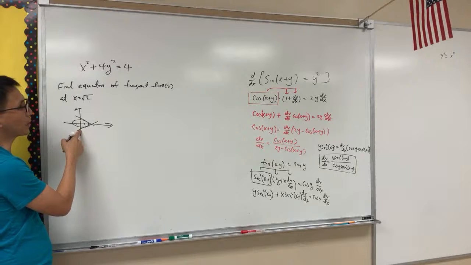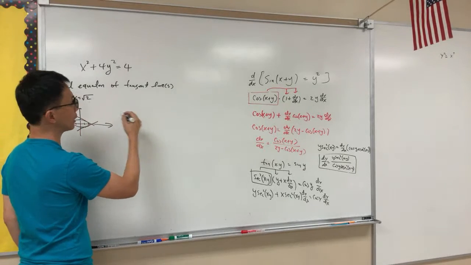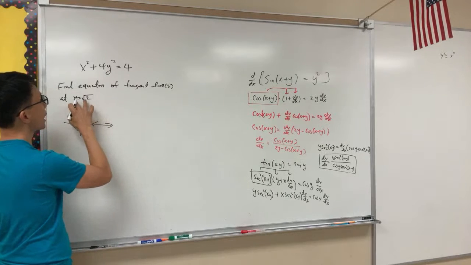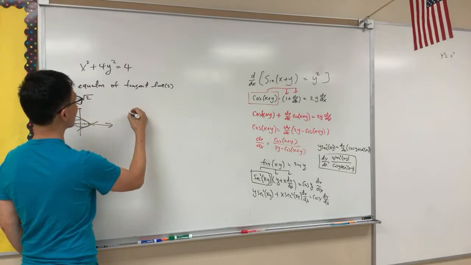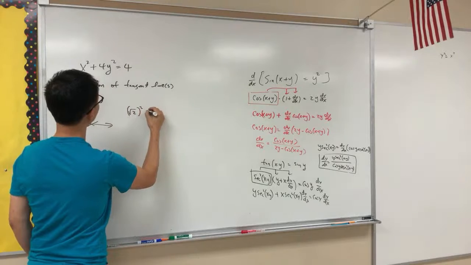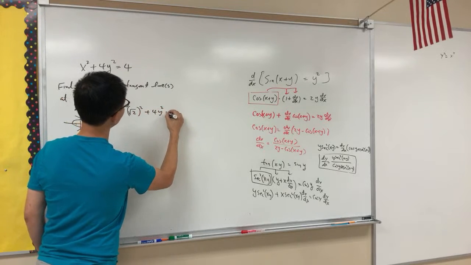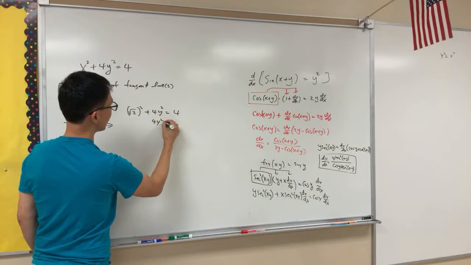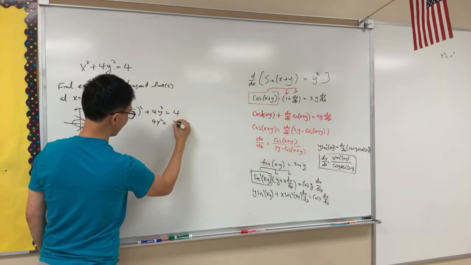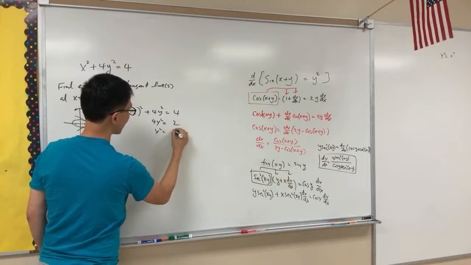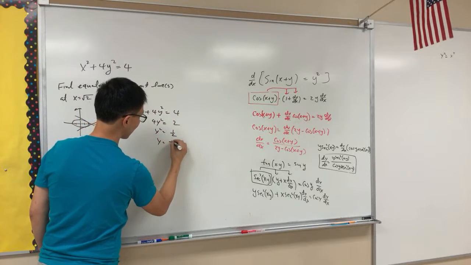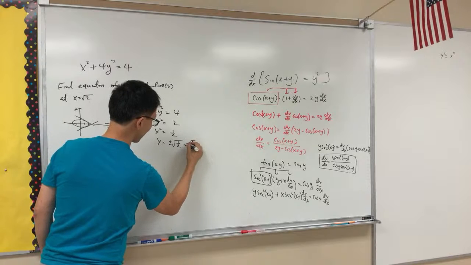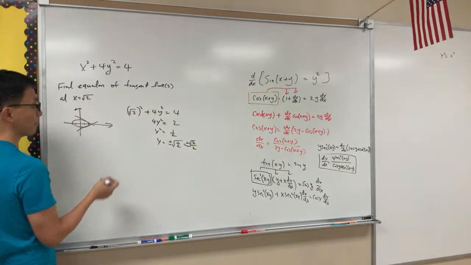Now I can plug in. The only thing different between this question and all the questions before is that I can plug in x equal to square root 2. So square root 2 squared plus 4y squared is equal to 4. That gives 4y squared equals 2, then y squared equals 1/2, so y is plus or minus square root of 1/2, which is square root 2 over 2, plus or minus. So I can find the y value.